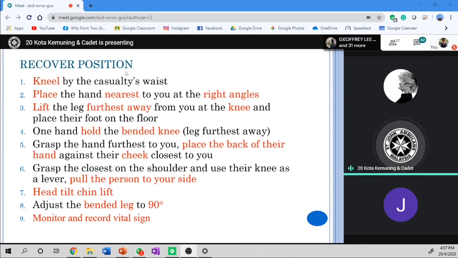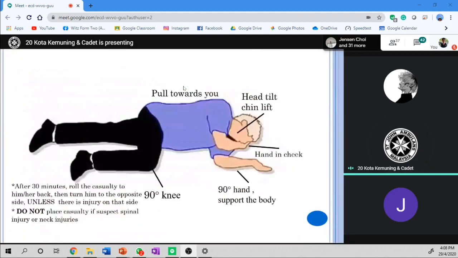So you kneel by the casualty's waist and then you place the casualty's hand nearest to you at a right angle, basically 90 degrees, like this guy here. You place his hand at 90 degrees.